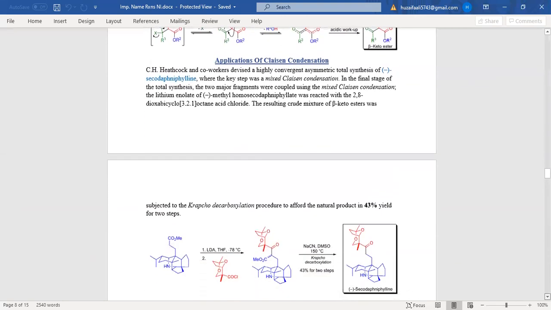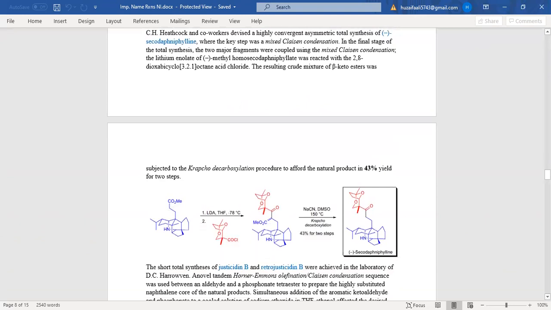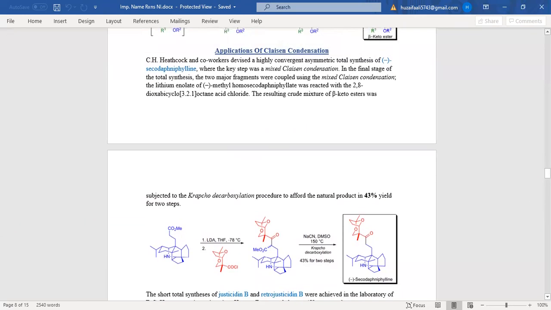Applications. In this application, the lithium enolate of methyl homosacudaphniphyllate reacts with 2,8-dioxybicyclooctane acid chloride to form a beta ketoester as an intermediate, which is subjected to Krapcho decarboxylation to form sacudaphniphyllene.